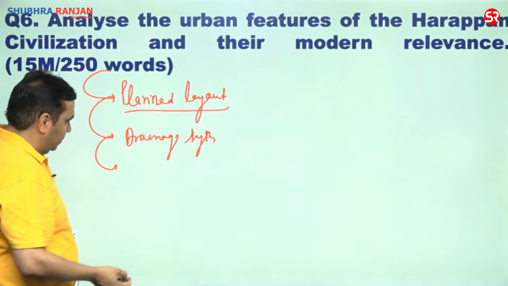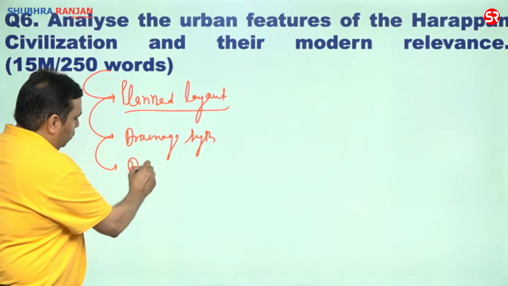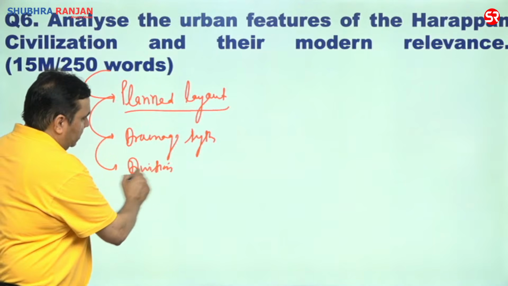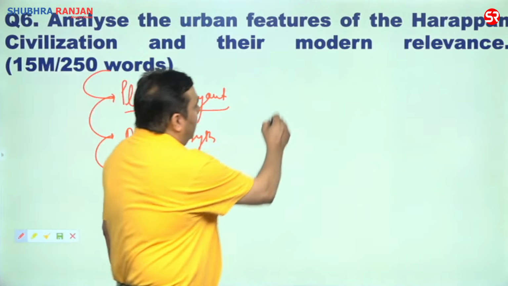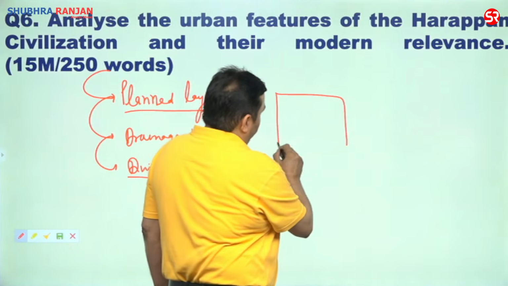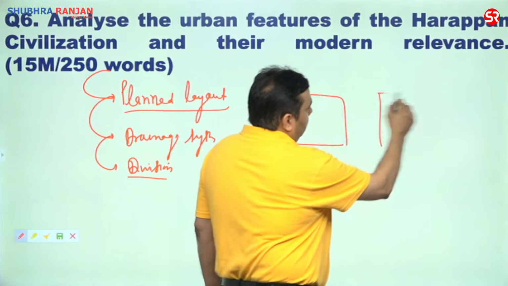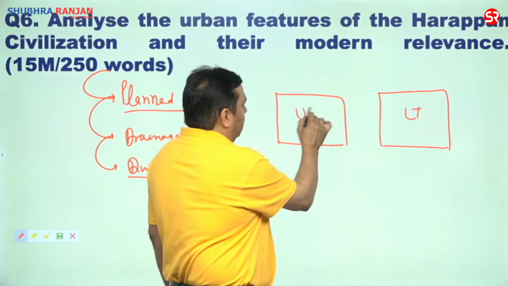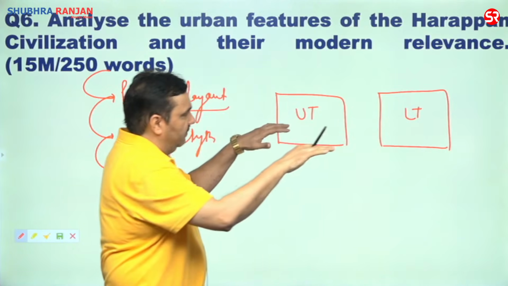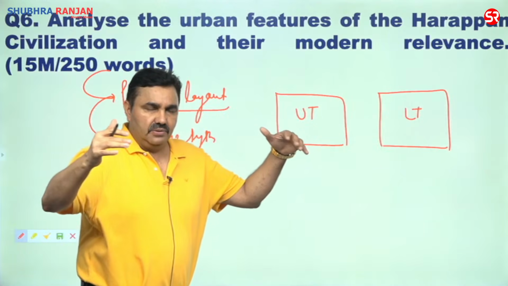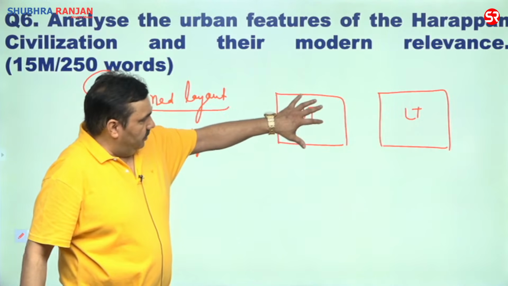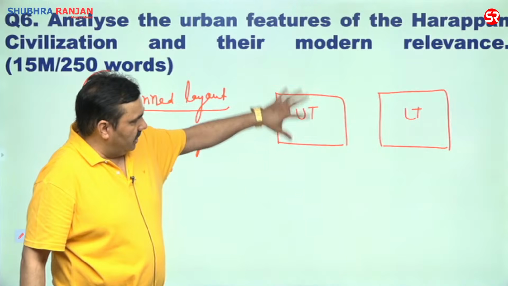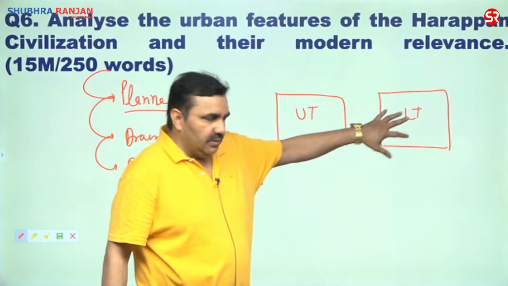Then you have the division of cities into two parts, upper town and lower town. The upper town was always to the west of the lower town. So this was lower town and this was upper town. Upper town was on a raised platform or on high ground. Important people, important establishments were in upper town. Common people were in lower town.